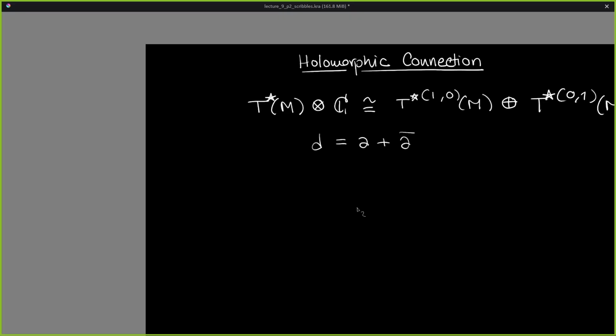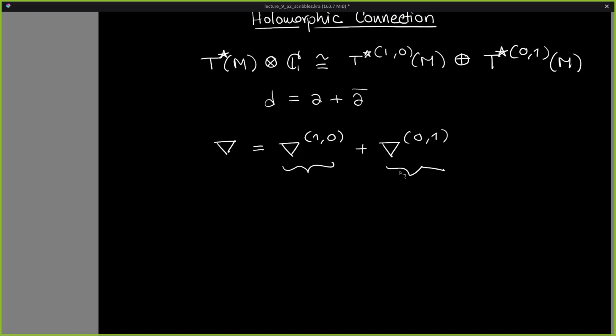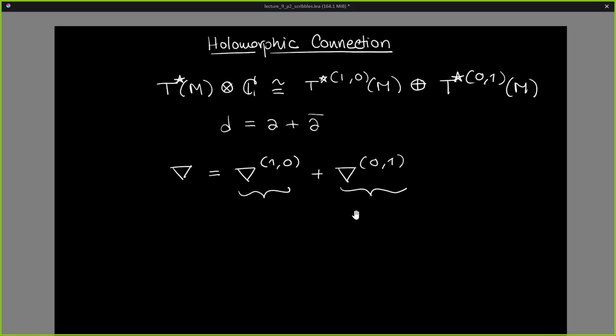Well, similar to these, we can also split our connection into two parts. We'll see how that works. So nabla, we can split it into what we're going to call nabla 1 0 and nabla 0 1. The structure of these is very similar to these, right? So where one of them is working on the holomorphic part, one of them is working on the anti-holomorphic part.